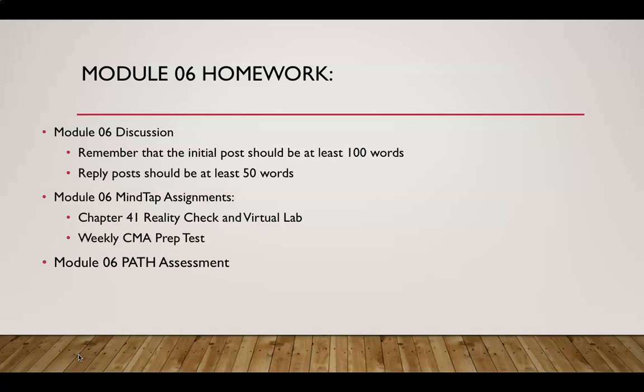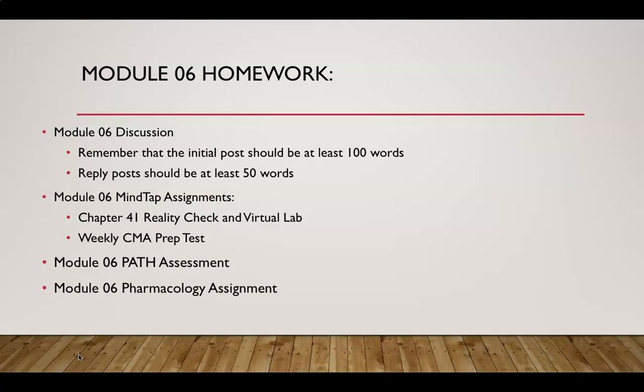The Module 6 Path Assessment should be done after you do the Module 6 CMA prep. You should not be doing your path assessment before you do the CMA prep, because there is a question on the path form that asks how you did on your CMA prep, what areas were covered, and what you'll do to ensure that you understand this information moving forward. That will be due Sunday by midnight.